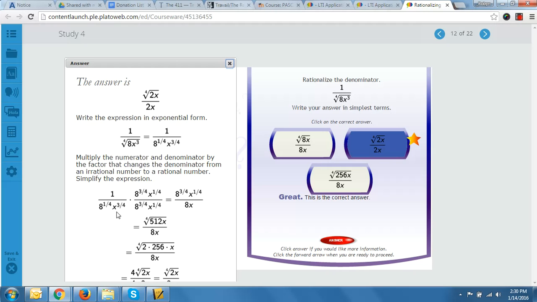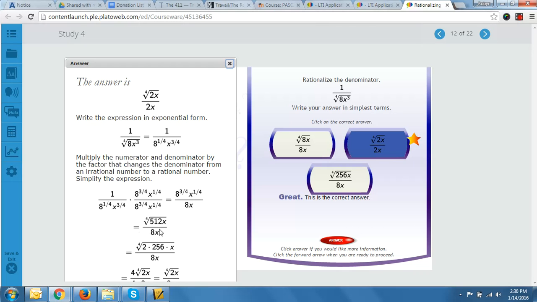Then again, I want to cancel out those bottoms. So I'm going to multiply 8 by 3/4 because 1/4 and 3/4 will give me a whole. And x to the 3/4, I'm going to multiply by 1/4 because again, 3/4 and 1/4 give me a whole. So when I do that, top and bottom, I get 8 to the 3/4 x to the 1/4 over 8x, because then we get those exponents to cancel out.